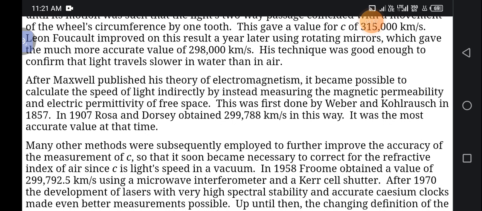After Maxwell published his theories of electromagnetism, it became possible to calculate the speed of light indirectly by measuring the magnetic permeability and electric permittivity of free space. This was first done by Weber and Kohlrausch in the 19th century, with an accurate value for that time.